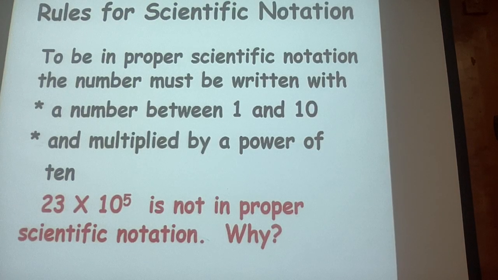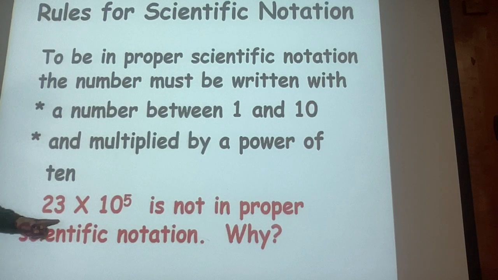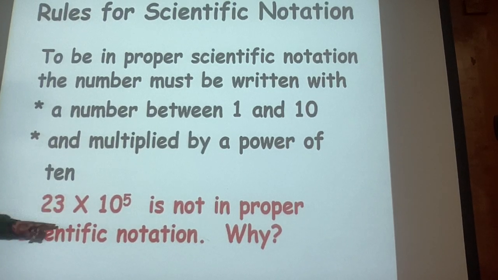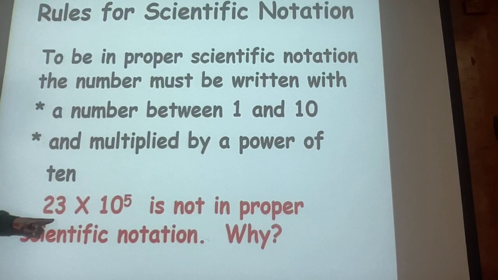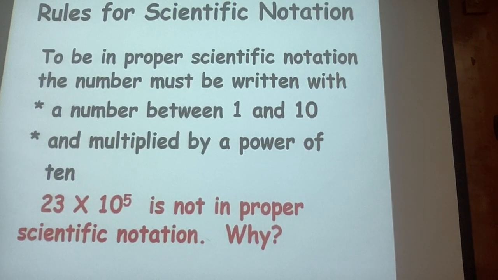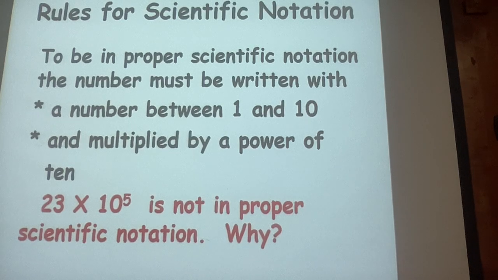And so this just shows you an example of a number written incorrectly in scientific notation, right? And we know that the reason why it's incorrect is because of this, right? That number must be between 1 and 10, right? Or 9.9.